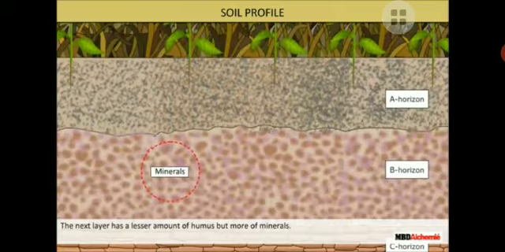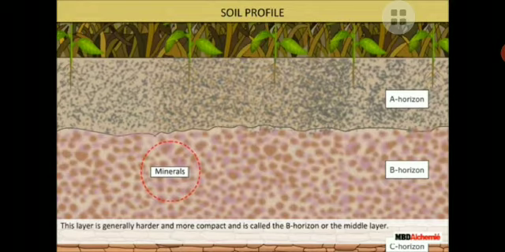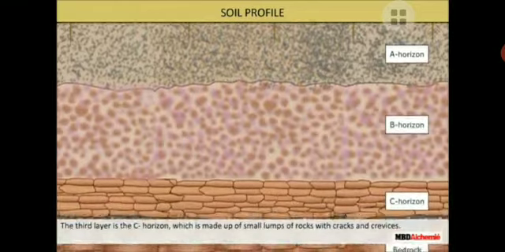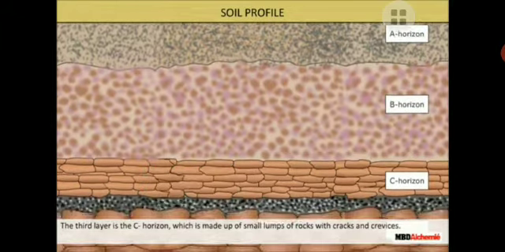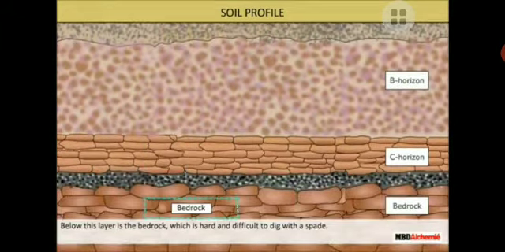The next layer has a lesser amount of humus but more minerals. This layer is generally harder and more compact and is called the B horizon or the middle layer. The third layer is the C horizon, which is made up of small lumps or rocks with cracks and crevices. Below this layer is the bedrock, which is hard and difficult to dig with a spade.